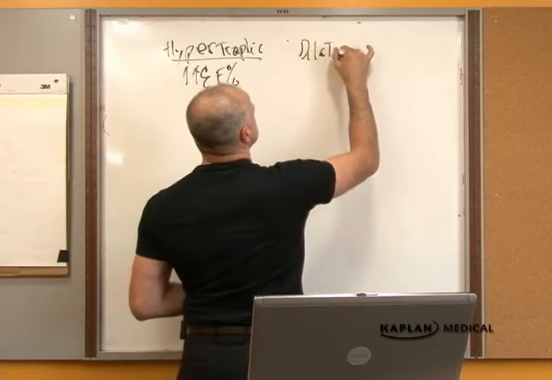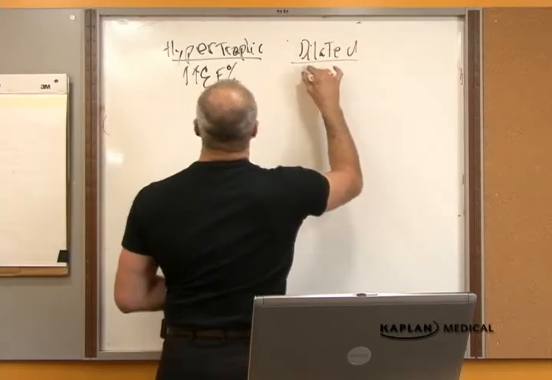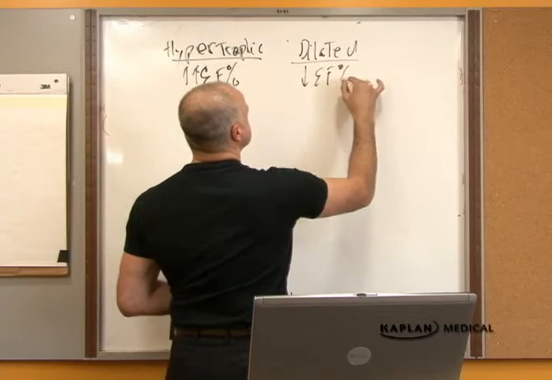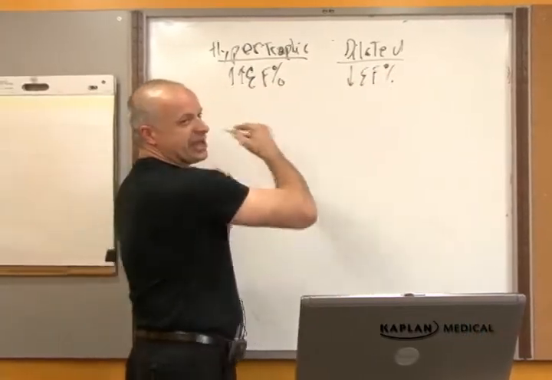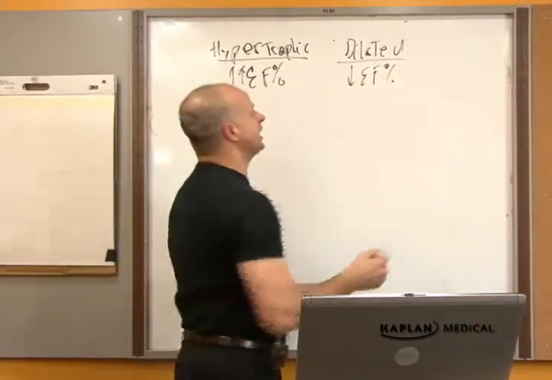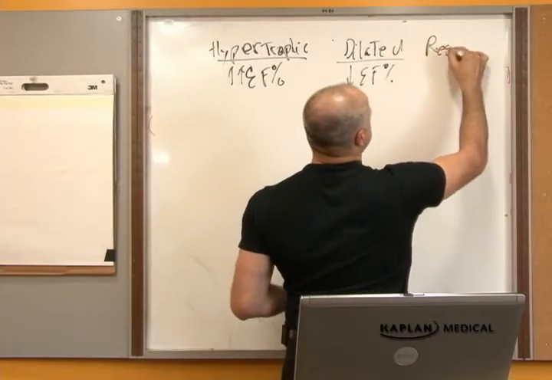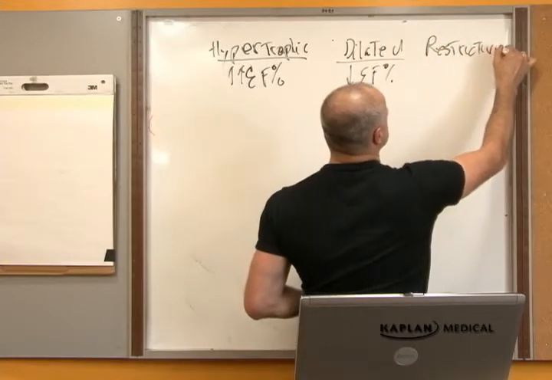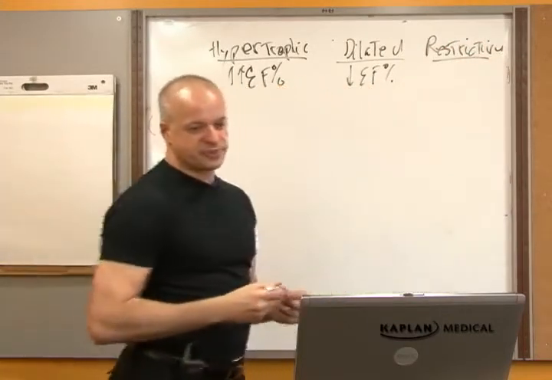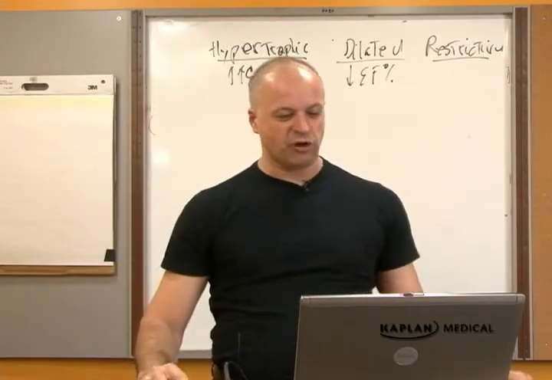Dilated means you have a low ejection fraction. You can relax, but you can't contract. Hypertrophic can contract but can't relax. Dilated can relax but can't contract. Restrictive can't do anything. It just lies there. Restrictive cardiomyopathy just doesn't fill at all.